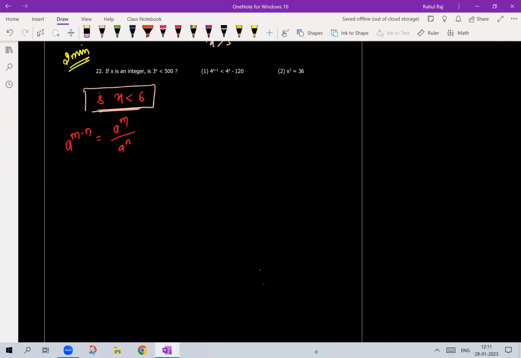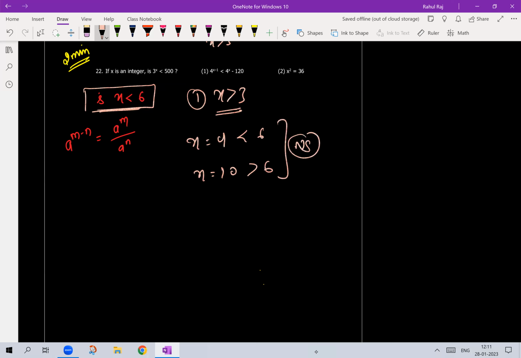So our question is, is x less than 6? Option number 1 says x is greater than 3. If x is greater than 3, x could be 4, which is actually less than 6. x could be 10, which is greater than 6. I have a yes and no situation, not sufficient. My question is, is x less than 6? Option number 2 says x is equal to plus or minus 6. So when x is equal to plus 6, it is not less than 6. No situation. When x is equal to minus 6, it is less than 6. Yes situation. So not sufficient.